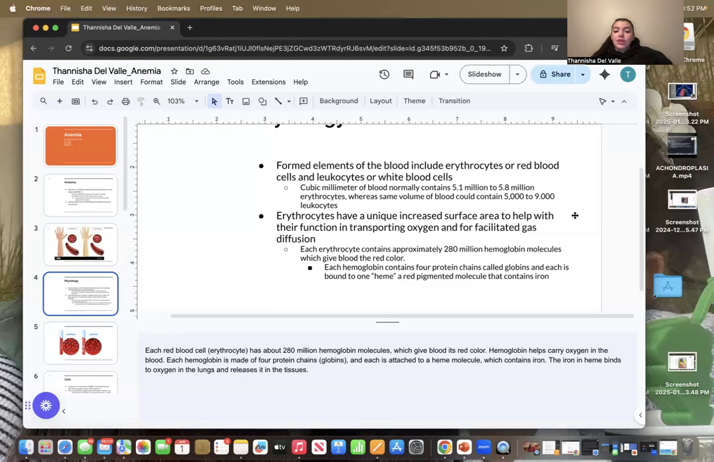Each erythrocyte contains approximately 280 million hemoglobin molecules, which give the blood its red color. Hemoglobins help carry oxygen in the blood. Each hemoglobin is made up of four protein chains, which is attached to a heme molecule, which contains iron. The iron in heme binds to oxygen in the lungs and releases it into the tissues.